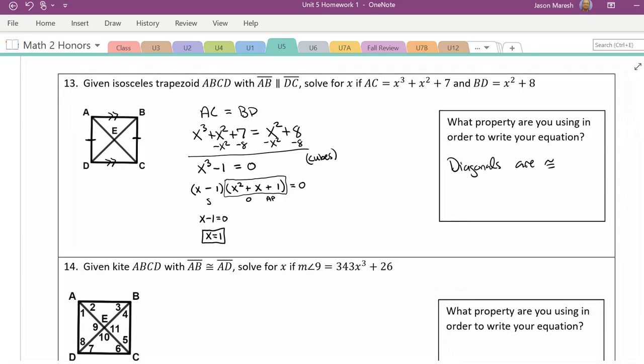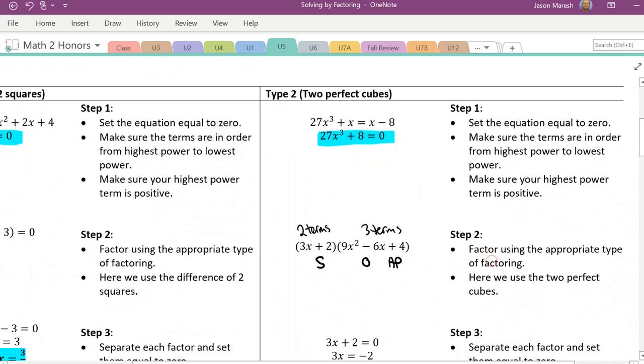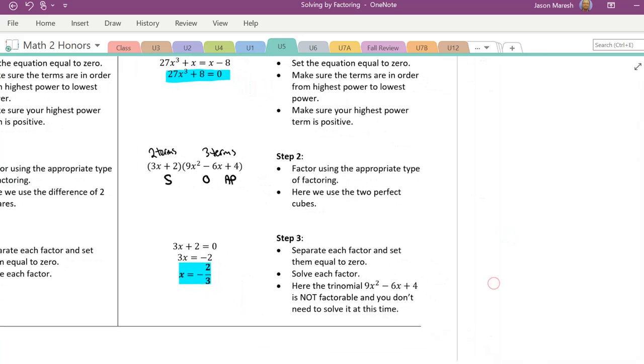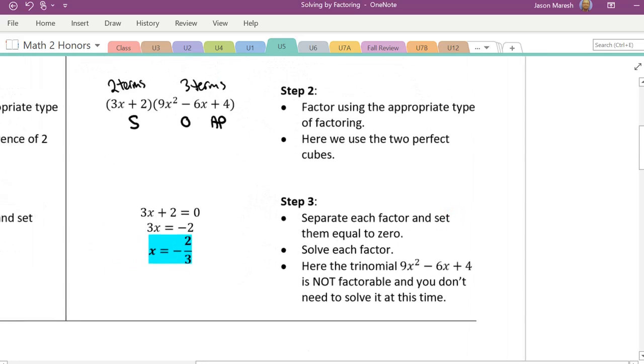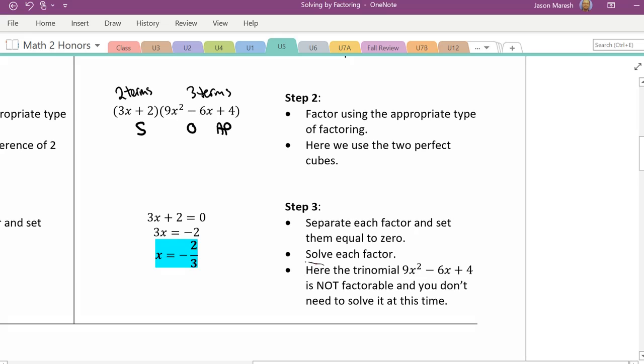And all that's outlined for you, and I explain that here, right? And you can see that I say here the trinomial is not factorable, and you don't need to solve it at this time. Okay.